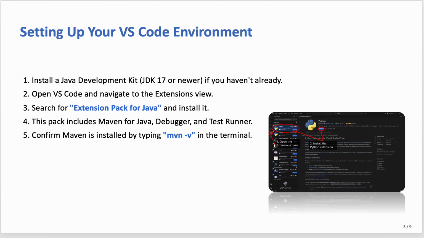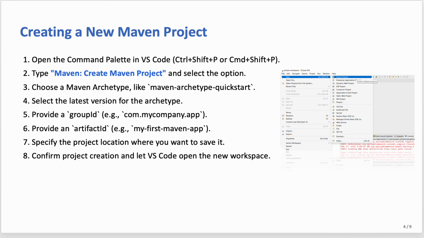First of all, install the Java Development Kit, JDK. If you already have it, open your VS Code and navigate to the Extensions, then click the option of Extension Pack for Java. Then confirm Maven is installed by typing mvn -v in your terminal. After that, simply create a new project and type Maven: Create a project and select the option.